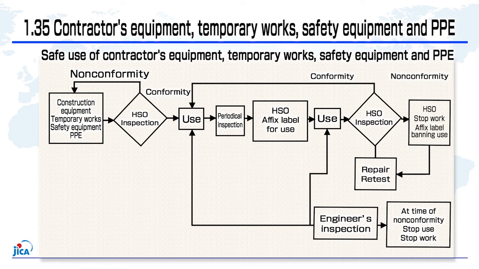Section 1.35 specifies the requirements for the safe use of the contractor's equipment, temporary works, safety equipment, and PPE at work. It stipulates that before use of these, the contractor must permit the use of only equipment that is suitable for the purpose of use after inspection by the HSO, and perform periodic inspections during use to check the suitability of the equipment. It also covers inspections by the engineer, as well as stop work and stop use orders in the event of nonconformity.